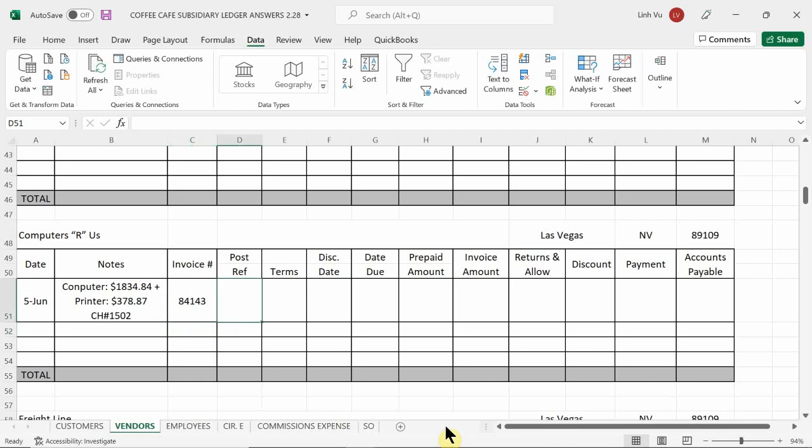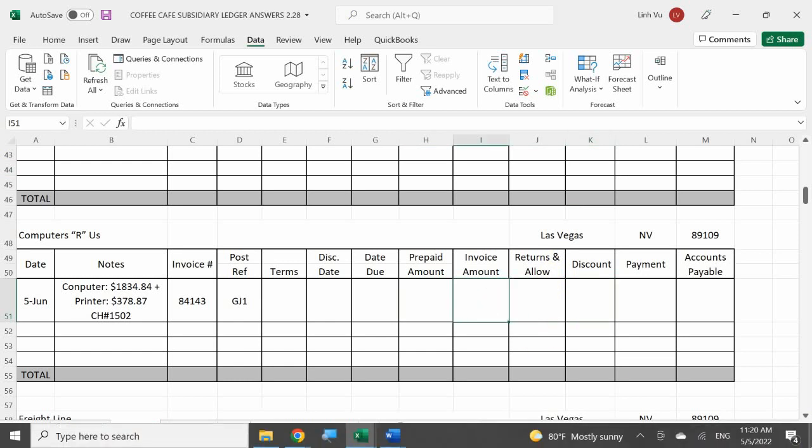All right, post reference. We're still in the first journal. Now, in this case, terms. There were no terms because you paid at time of service. This wasn't like you had it on an account. You paid it right then and there. Now, how much was the receipt amount? It was $2,213.71. And did you pay for it? Yes, you did. You paid for the full amount.